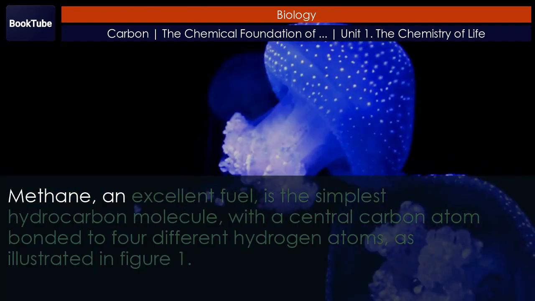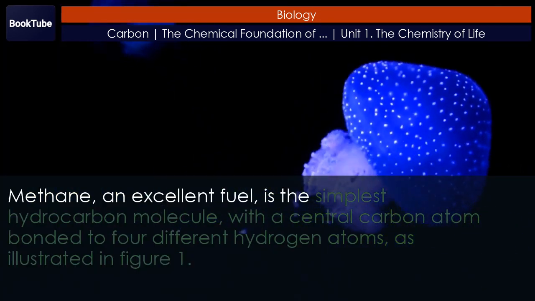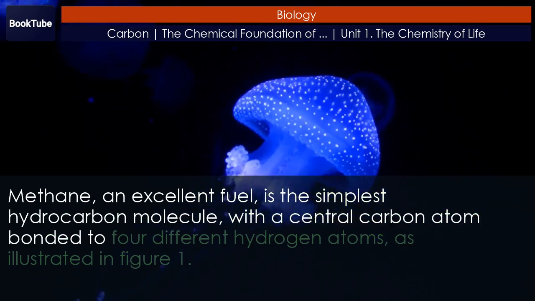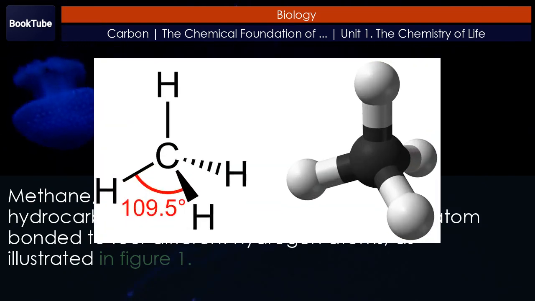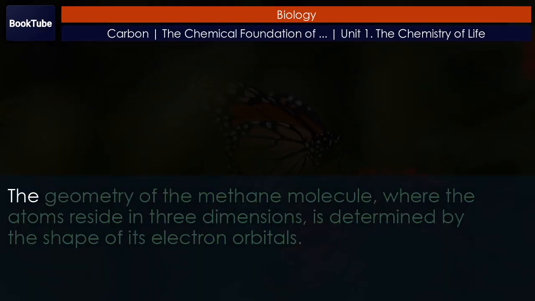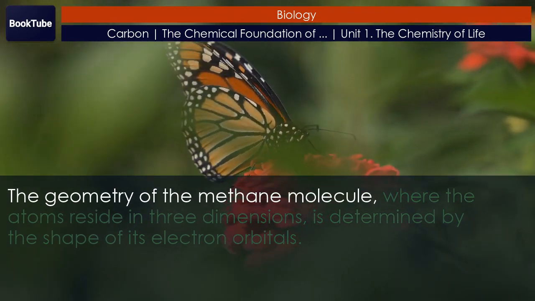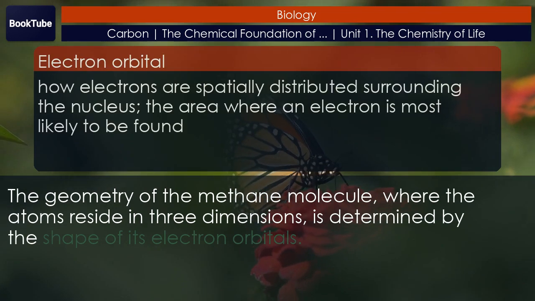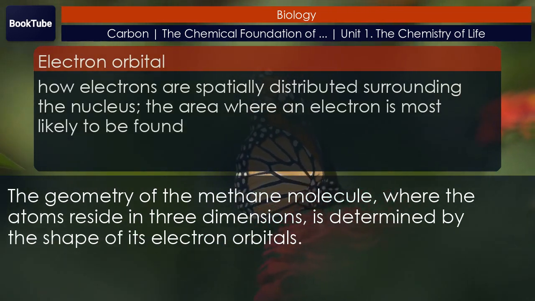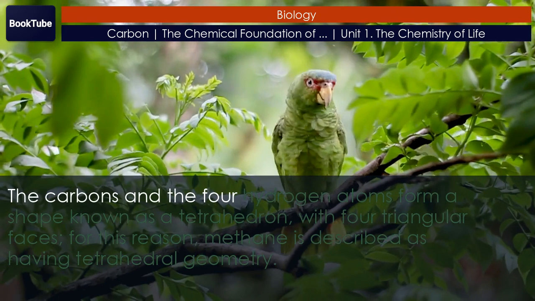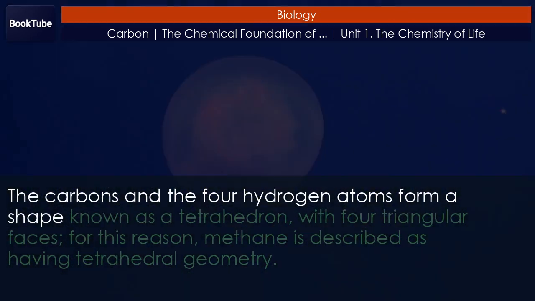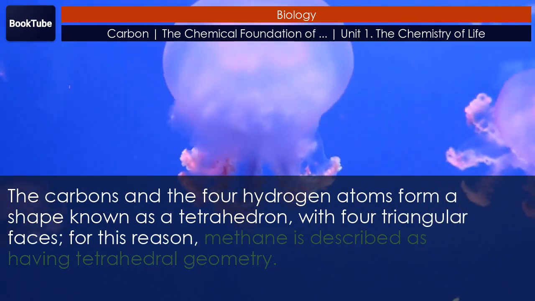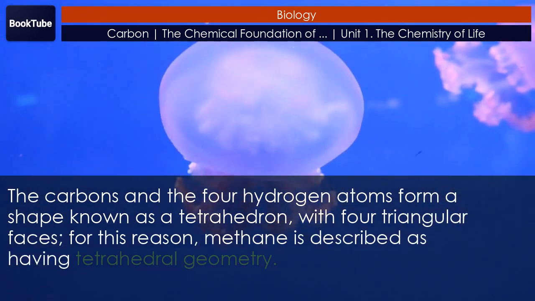Methane, an excellent fuel, is the simplest hydrocarbon molecule, with a central carbon atom bonded to 4 different hydrogen atoms, as illustrated in Figure 1. The geometry of the methane molecule, where the atoms reside in 3 dimensions, is determined by the shape of its electron orbitals. The carbon and the 4 hydrogen atoms form a shape known as a tetrahedron, with 4 triangular faces. For this reason, methane is described as having tetrahedral geometry.